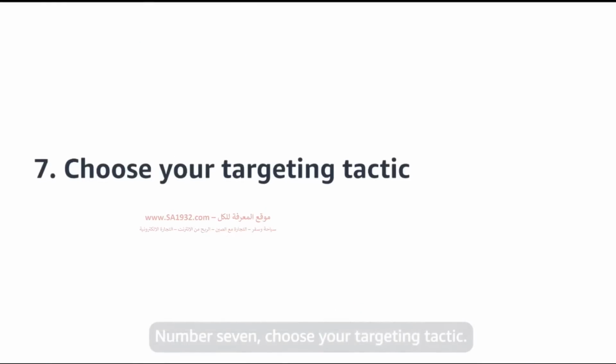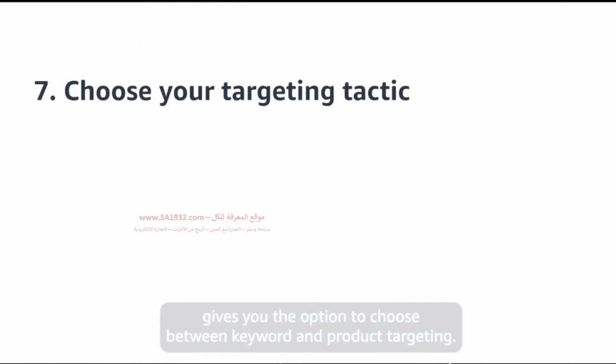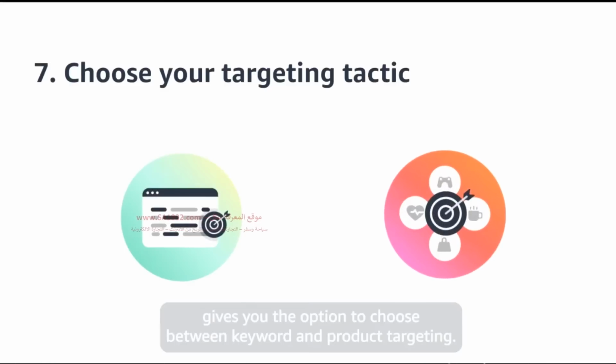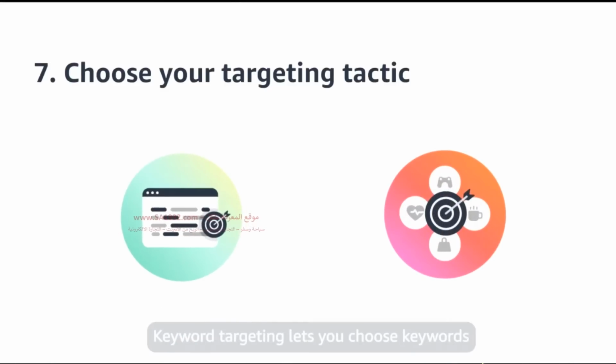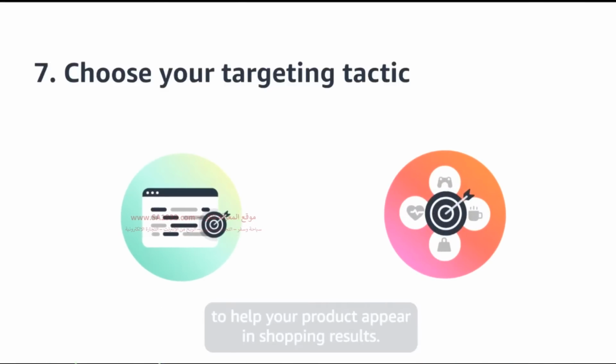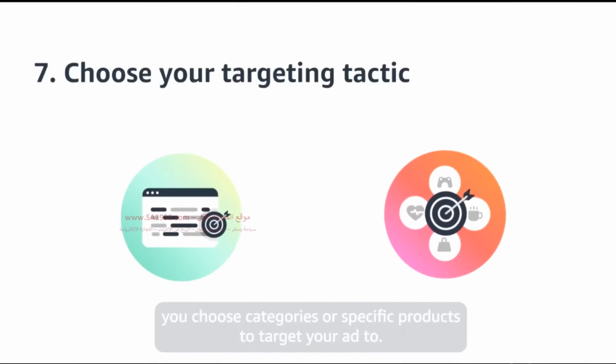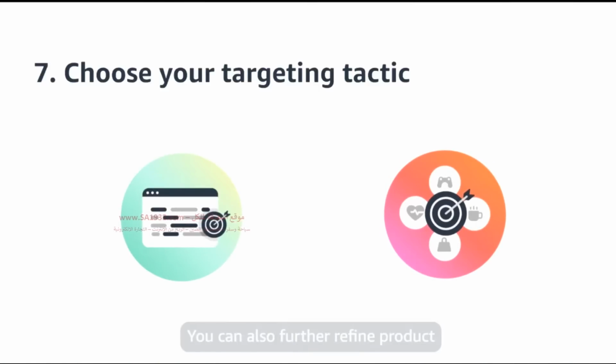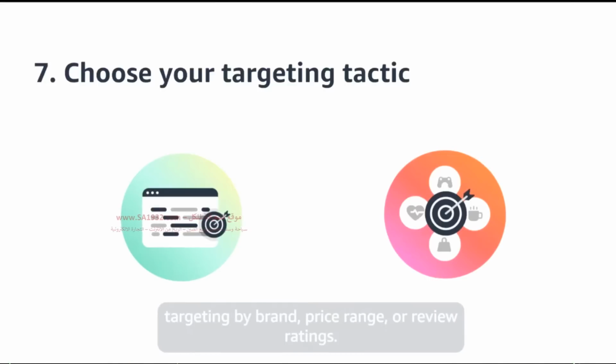Number 7, choose your targeting tactic. Sponsored Brands gives you the option to choose between keyword and product targeting. Keyword targeting lets you choose keywords to help your product appear in shopping results. Product targeting lets you choose categories or specific products to target your ad to. You can also further refine product targeting by brand, price range, or review ratings.